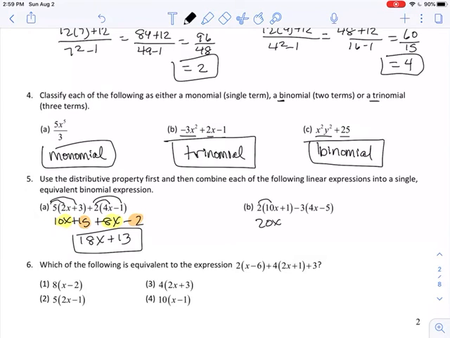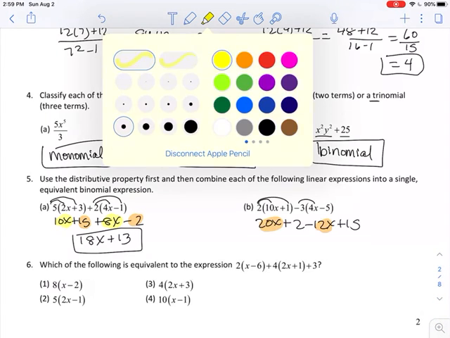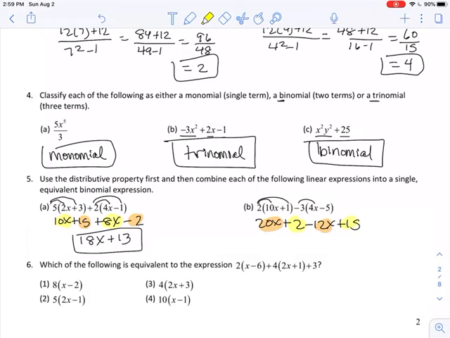And then for B, 2 times 10x is 20x, 2 times 1 is 2, negative 3 times 4x is negative 12x, and negative 3 times negative 5 is 15. Again, that negative belongs with the 3. So then my like terms I'm highlighting, so you can just see them. And 20x minus 12x is 8x, and 2 plus 15 is 17.